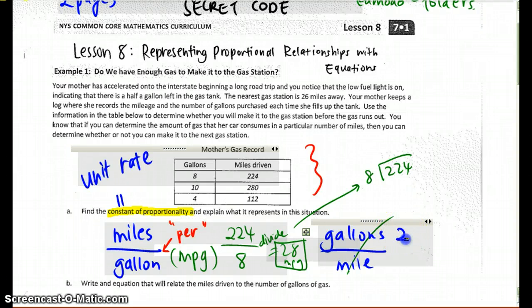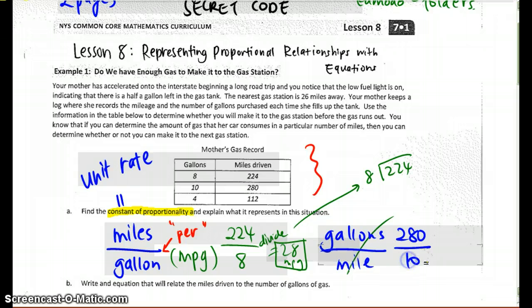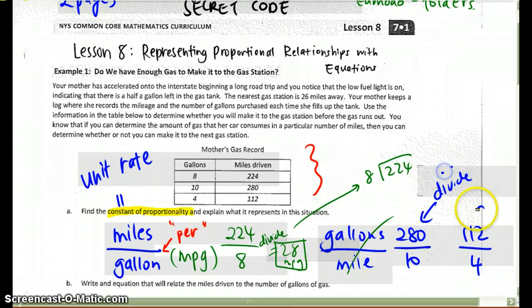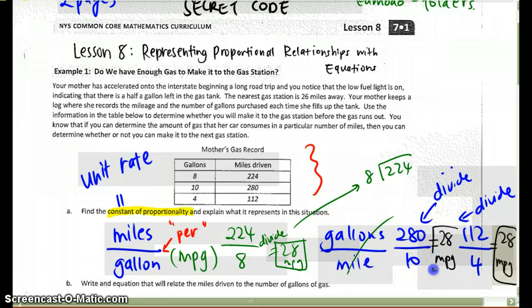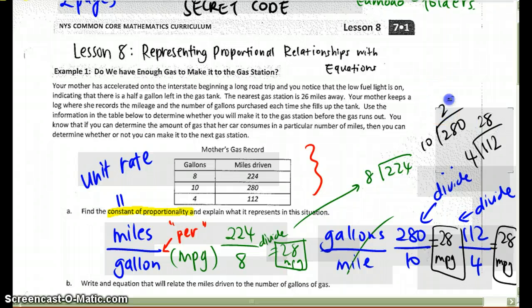I'm going to try to do that with every single piece of data that she recorded. I'm going to do 280 out of the 10 gallons and then 112 out of the 4 gallons. I'm going to divide all three. If I go ahead and divide all three, I will get 28 mpg, and I will divide again and also get 28 mpg. Go ahead and try the division yourself. Trying the division yourself will help you to practice dividing, so when you get to the quiz, you will not make as many mistakes in your division because you've been practicing it.